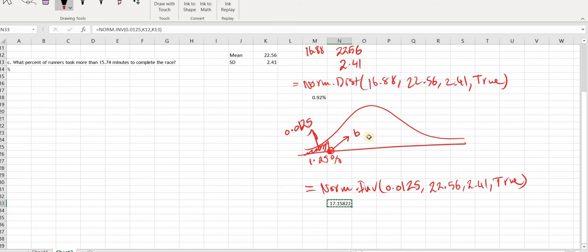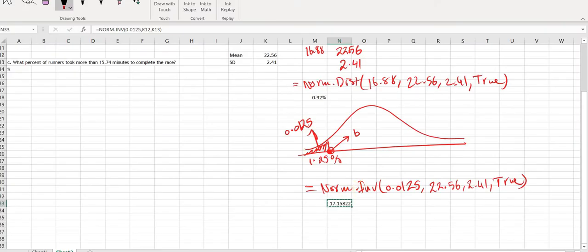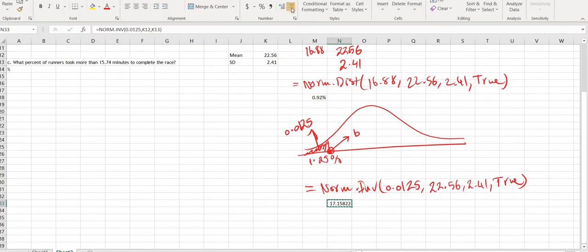That makes sense. The number is less than the mean, as I expected. It's 17.15 minutes, approximately. And we need to round that to 2 decimals. In Excel, you're just going to click on it, go to the Home tab, and then decrease the decimals until you have your desired number of decimals.